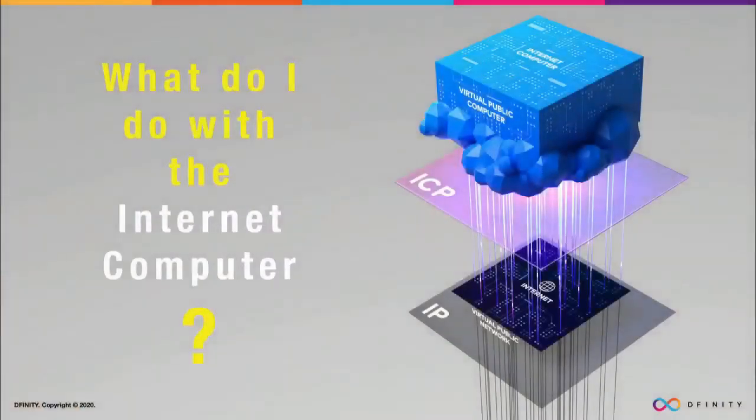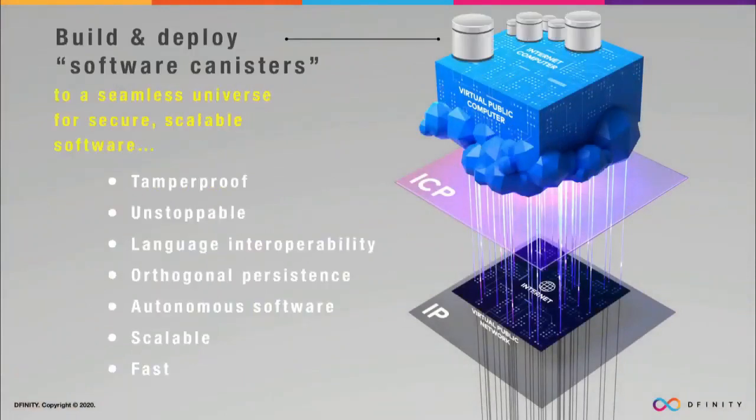So our proposal is that we sort of try and leave the legacy stack behind and build on the internet instead. So first question is, what do I do with this internet computer? Well, the answer is you build and deploy software canisters. Canisters are the unit, the compute unit on the internet computer. And you build and deploy these things and deploy them into a seamless universe for software, which is secure and scalable.